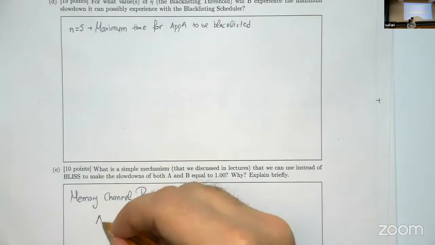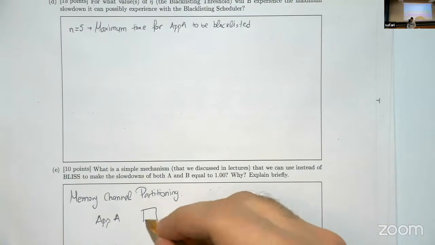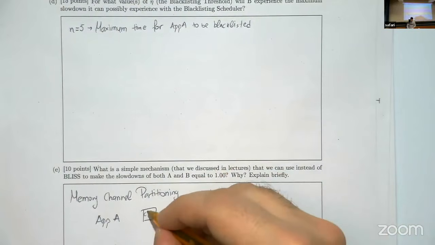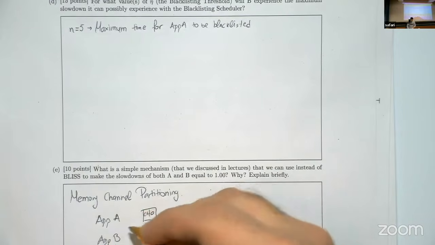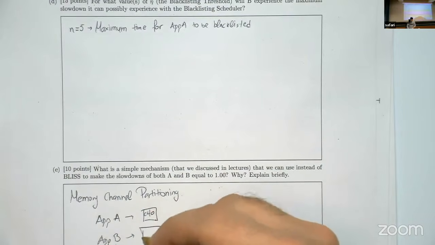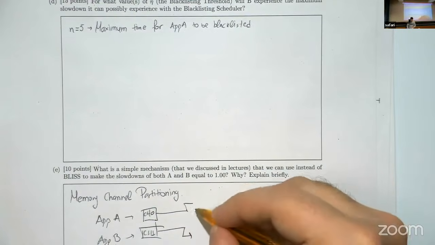In this way, we have up A. Up A here has access to channel 0. Up B has access to channel 1, and these go to different modules, let's say.